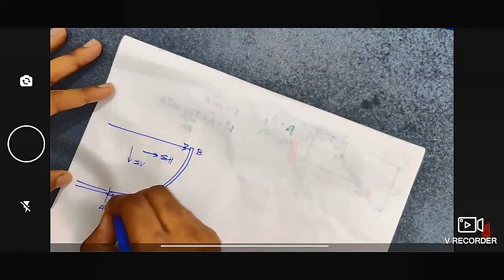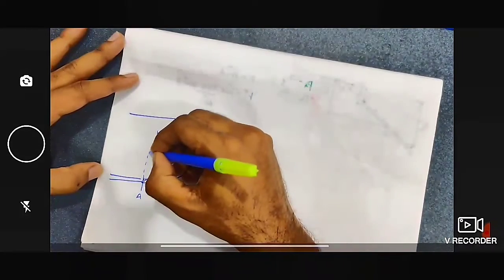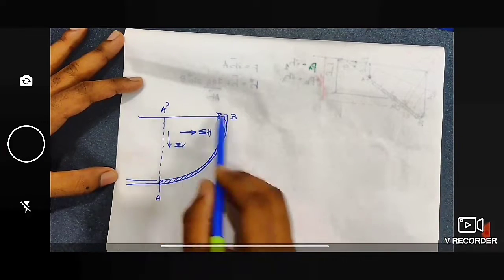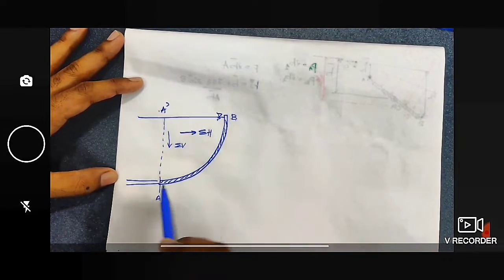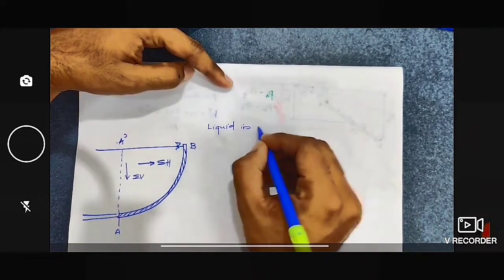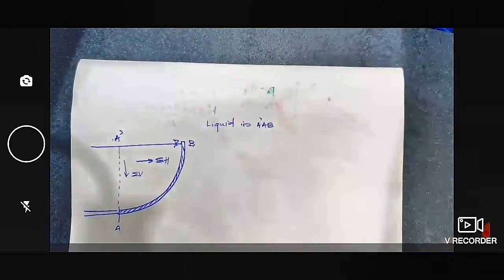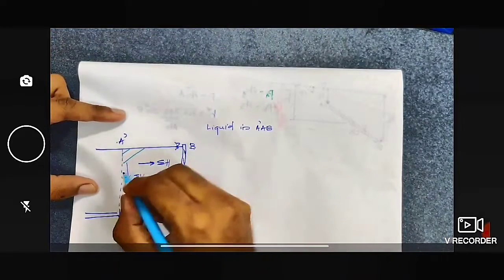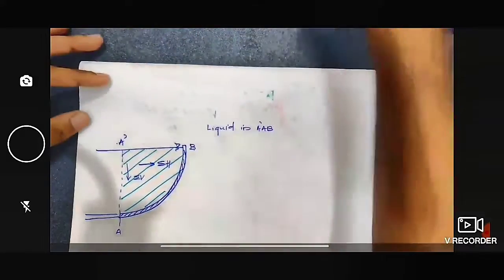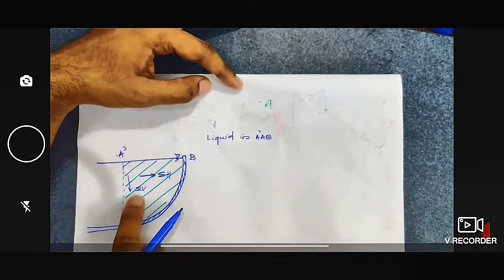So if you see, this is the curve portion. The curve is holding water up to this much portion. So this is the amount. Let this be A dash. So if you see the amount of liquid inside the portion A dash AB, that is this much portion of liquid, I need to find the weight of that liquid. That much weight is nothing but the sigma v.